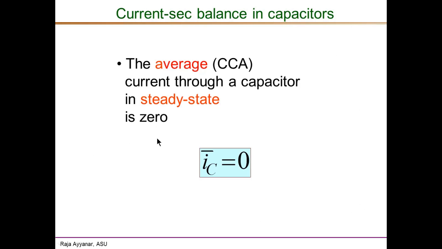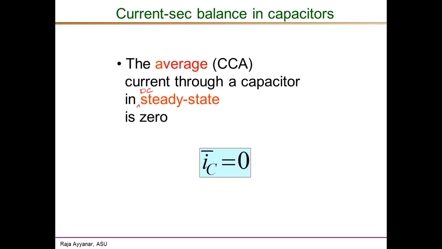So here is the actual statement of the current second balance principle. It states that the average of the current through a capacitor in DC steady state, and I should emphasize that again, in DC steady state, is 0. As a mathematical expression, IC bar, the bar denotes the cycle by cycle average, IC bar is 0 in DC steady state.